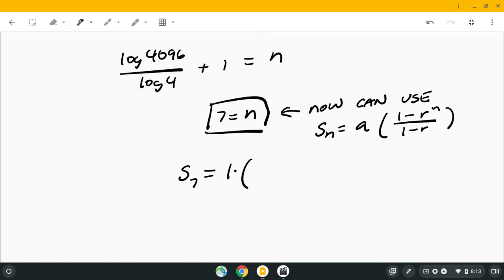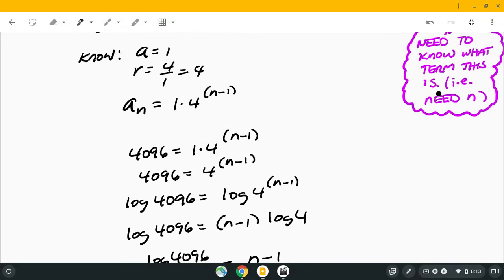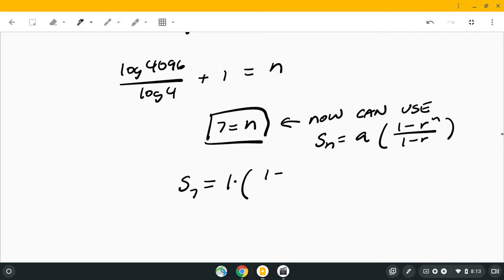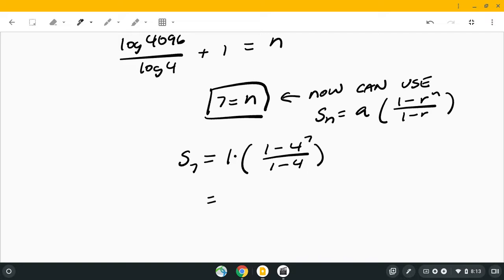1 times 1 minus, what was r? R is 4. 1 minus 4 to the 7th over 1 minus 4. Okay. And when you plug this all in, you should get 5,461. So the sum of the first 7 terms is 5,461.